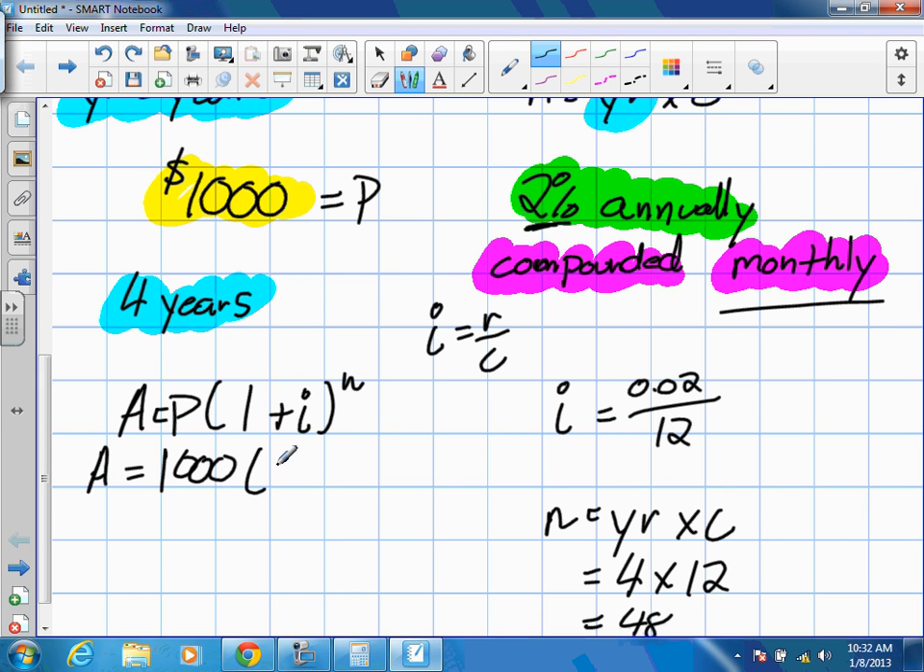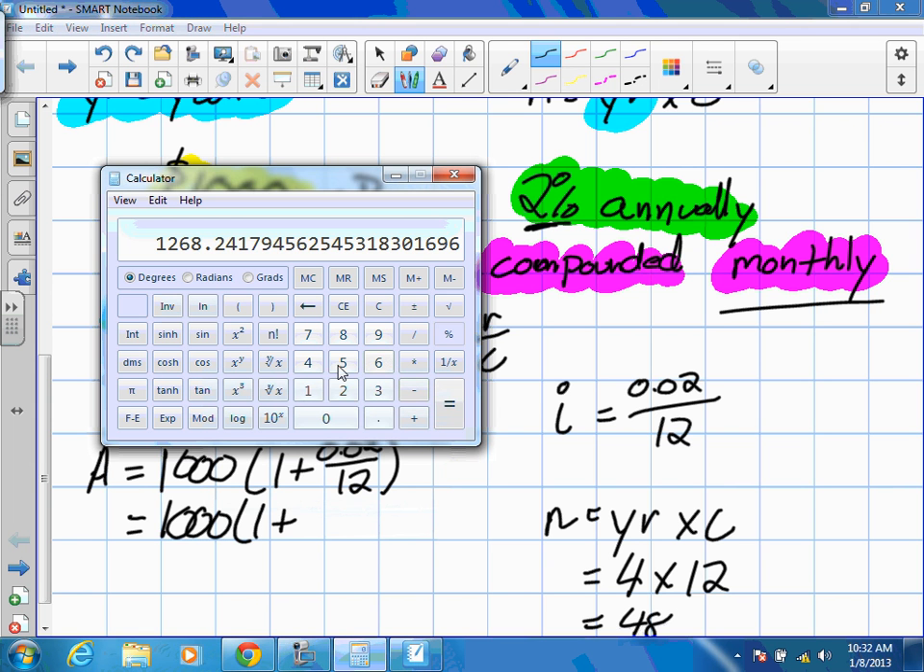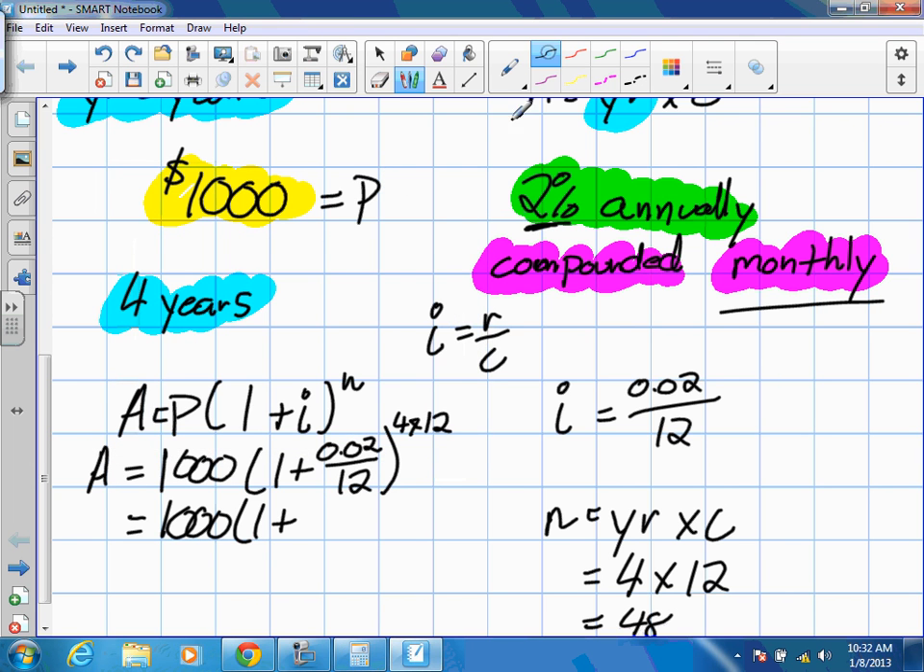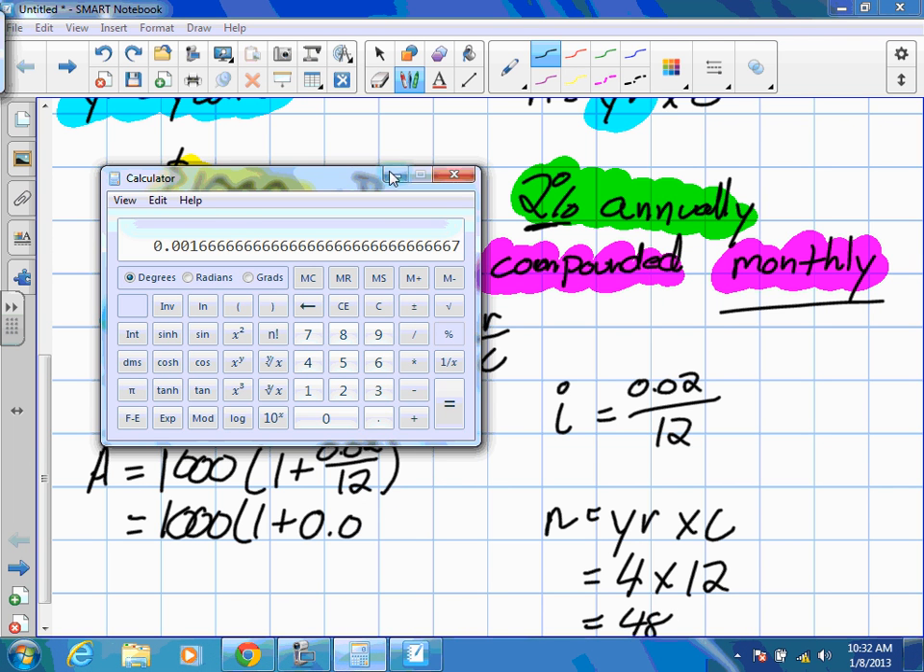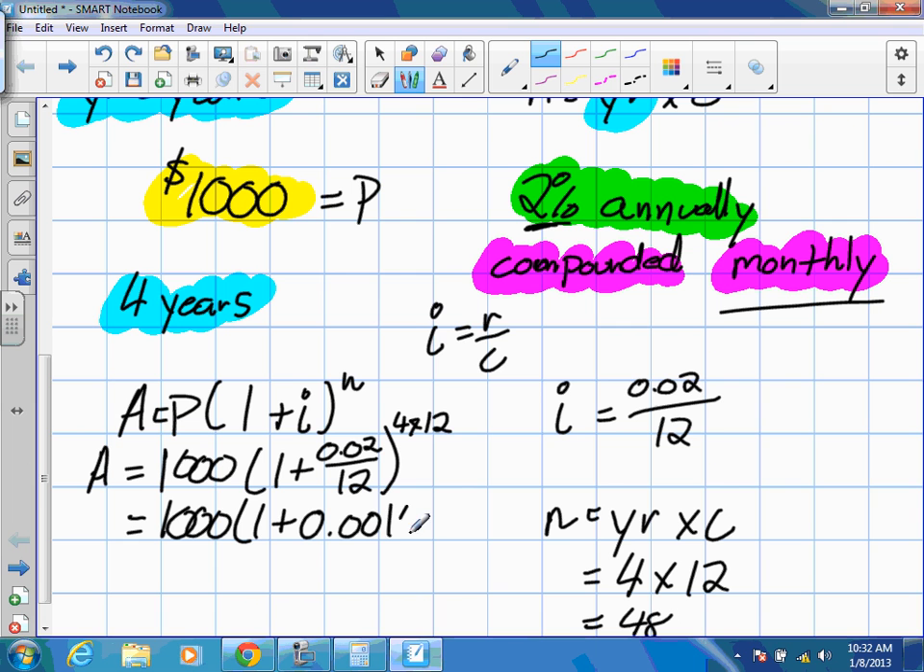1 plus 0.02 divided by 12 to the power of 4 times 12. Our $1,000, 1 plus 0.02 divided by 12. Let's figure that out. 0.02 divided by 12 is 0.0016 roughly. 1 and then roughly 6 repeated, to the power of 48. That's 4 times 12.